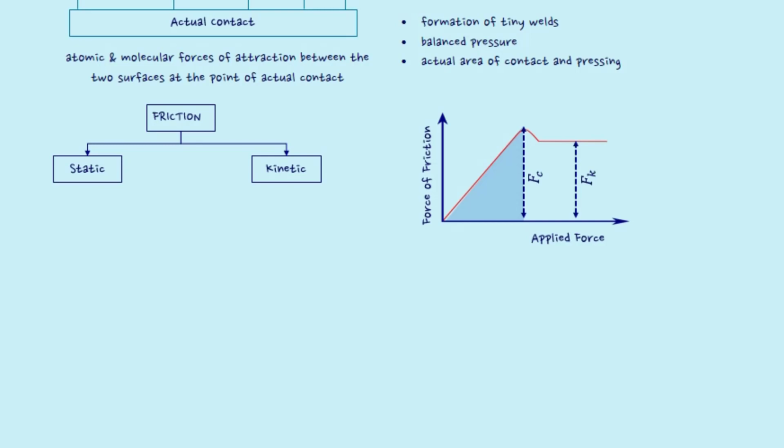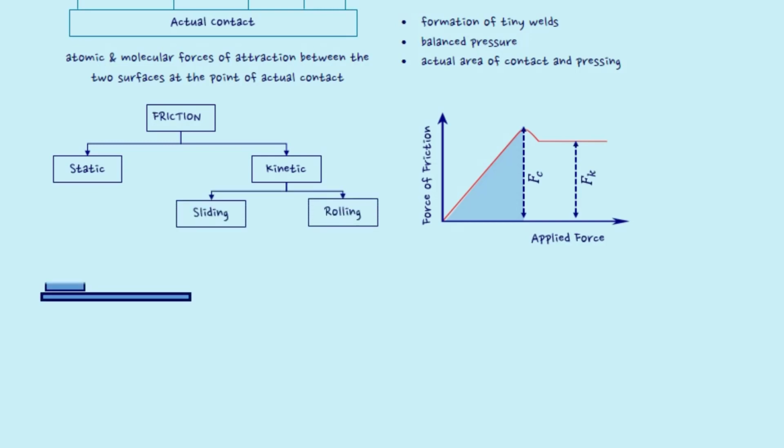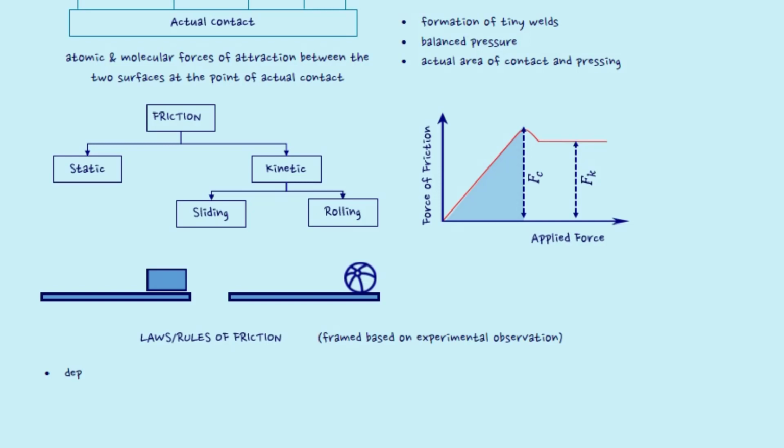In the static friction region, the frictional force is always equal and opposite to the applied force. This is why friction is often called a self-adjusting force until it surpasses the threshold of the motion. Now, kinetic friction can be of two types: sliding friction and rolling friction. Based on the experimental observations, a set of rules can be framed which is very helpful for explaining friction.